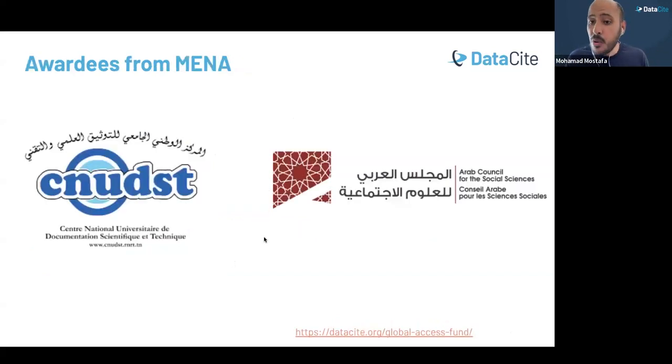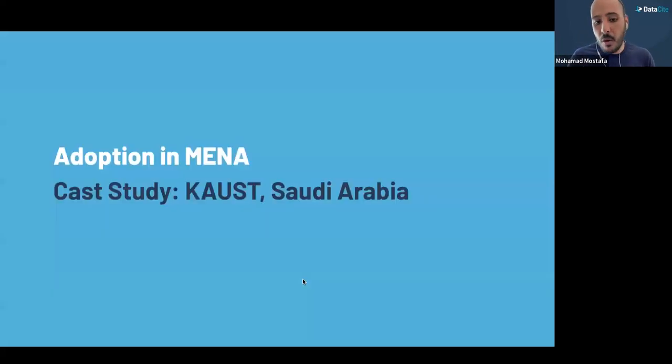We have 2 awardees from the Middle East region that we are working with. We have the National Center for Documentation in Tunisia, CNUDST. They got an infrastructure development grant, so we are working with them. We also have the Arab Council for the Social Sciences in Lebanon. They are going to do more outreach and promotional activities about the value of open research infrastructure and the digital object identifier.